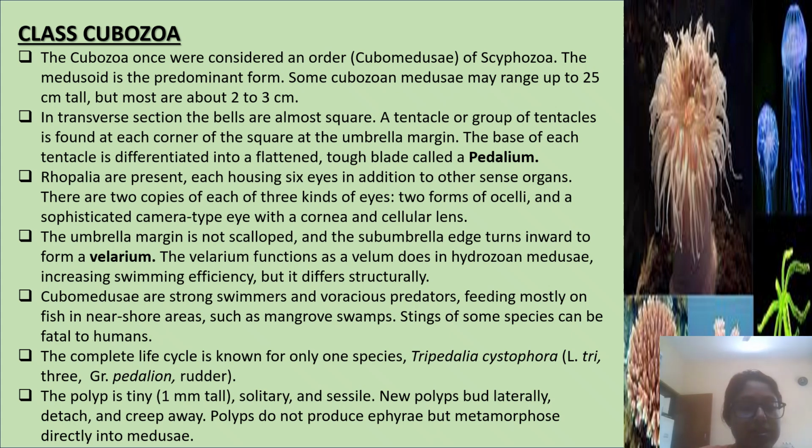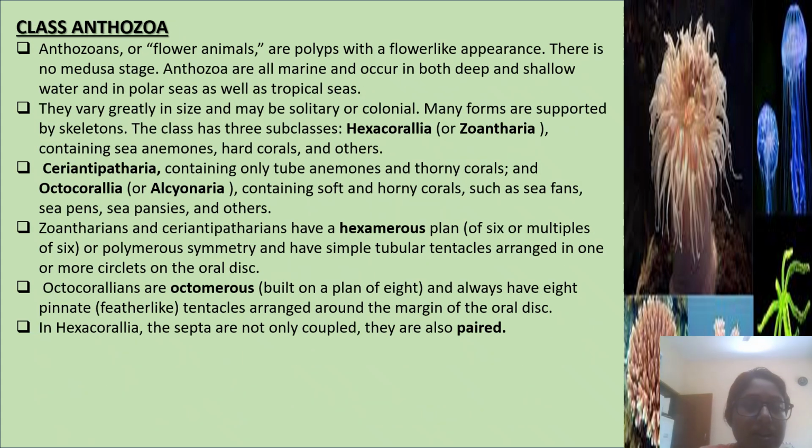Now the topic has ended. Next, class Anthozoa. Anthozoans or flower animals are polyps with a flower-like appearance. There is no medusa stage. Anthozoa are all marine and occur in both deep and shallow water and in polar seas as well as tropical seas. They vary greatly in size and may be solitary or colonial. Many forms are supported by skeletons.